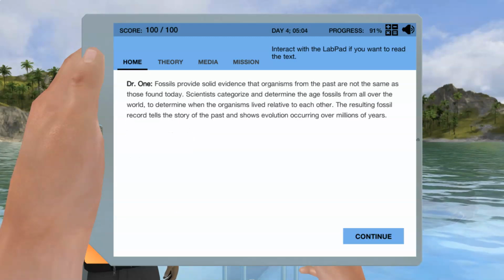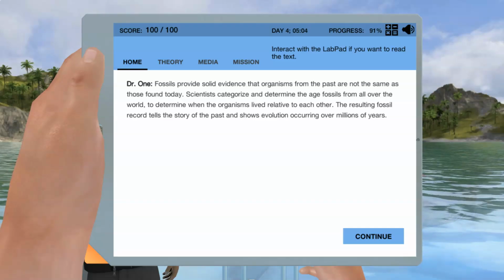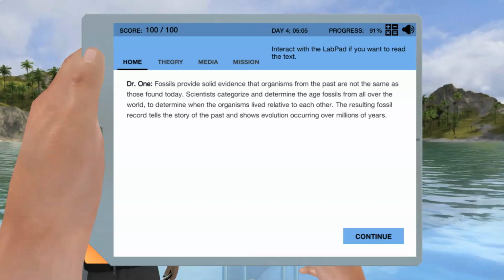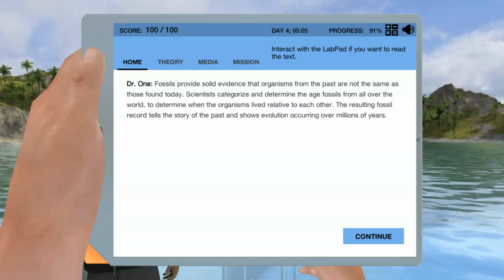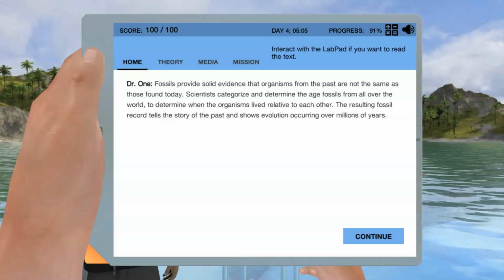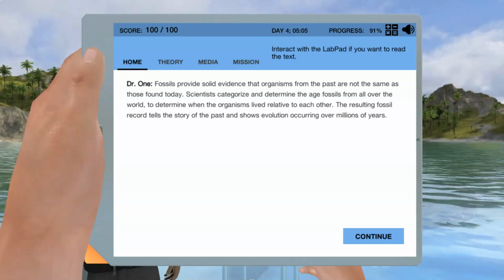Fossils provide solid evidence that organisms from the past are not the same as those found today. Scientists categorize and determine the age of fossils from all over the world, to determine when the organisms lived relative to each other. The resulting fossil record tells the story of the past and shows evolution occurring over millions of years.